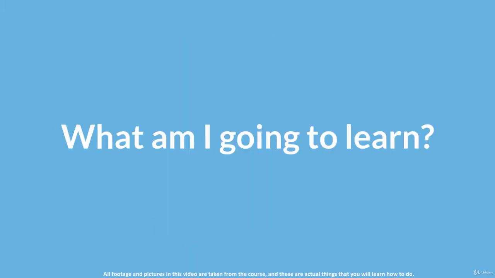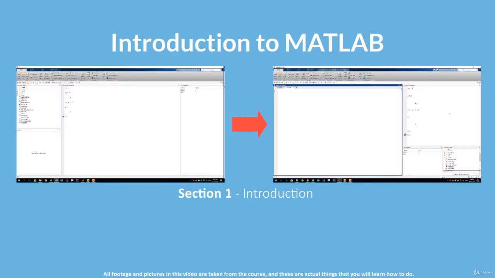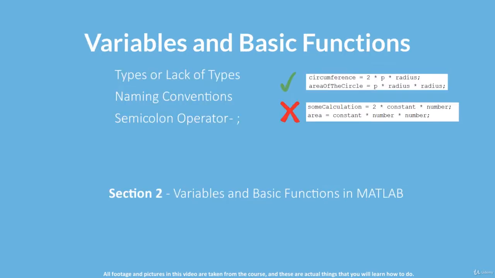So what will you exactly learn in this course? First, you will get acquainted with the interface of MATLAB and how to save your work in files. The most important thing that you will learn in this first introductory section of the course is how to reorganize the layout of MATLAB to your specific needs. Next, we will start with variables. Everything you need to know about variables in MATLAB, their types or lack of types, converting between different types, naming conventions, the semicolon operator, and more.